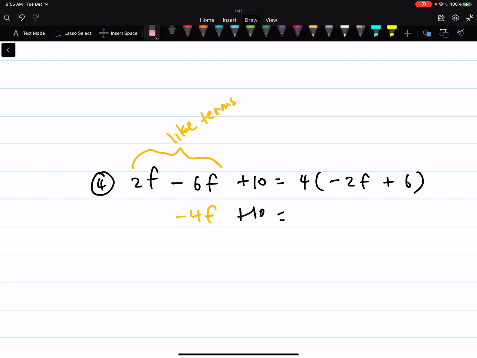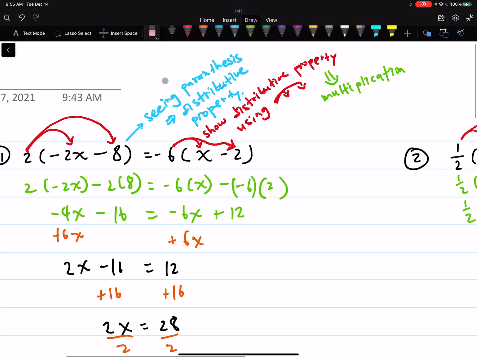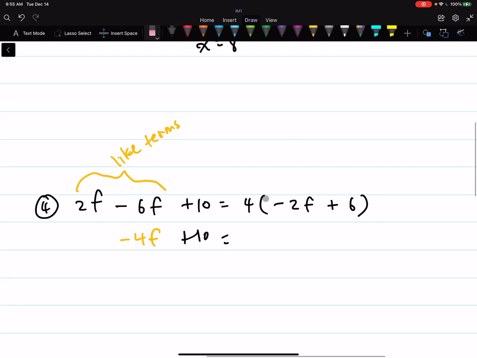And then here, as you can see, when I see parentheses, automatically I think distributive property. Seeing parentheses means distributive property. Show distributive property using arrows, using multiplication. So parentheses means distribution, and I represent that using arrows showing that I'm distributing, and then I multiply it out.